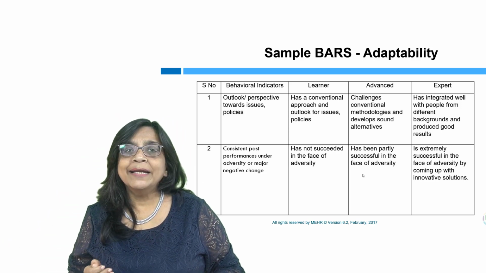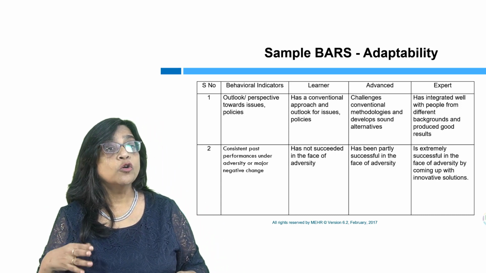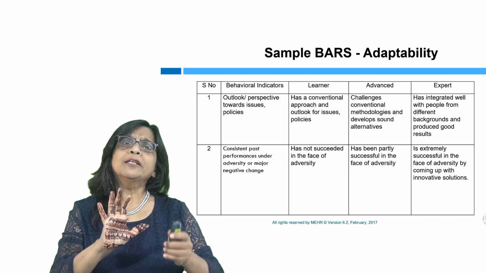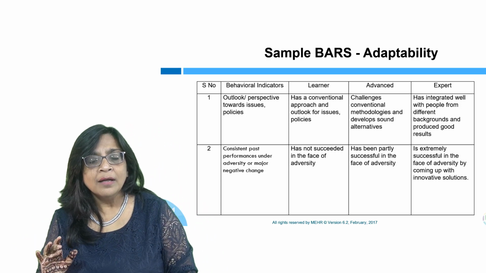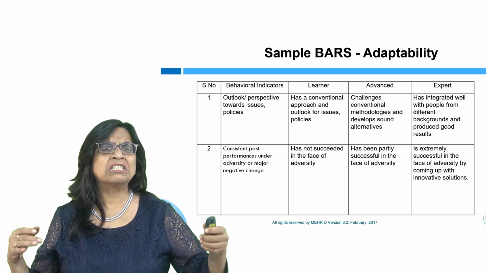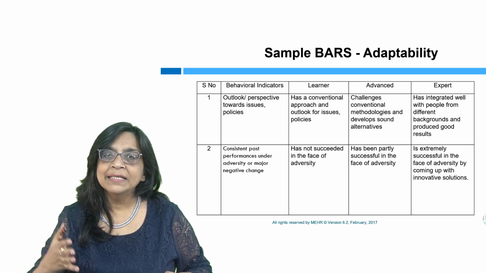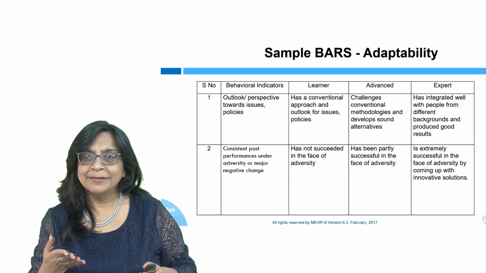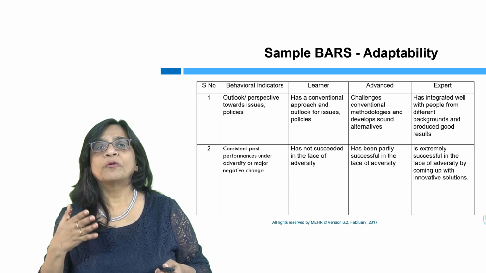Now let's look at the second indicator, consistent past performance under adversity or major negative changes. We're saying this person has gone through some horrible or bad times, right? At level 1, he has not succeeded, failed, or succeeded very minimally, just about managed. Level 2, he's been partly successful. Now you have to ask, what is partly in this case? You might have to define it.